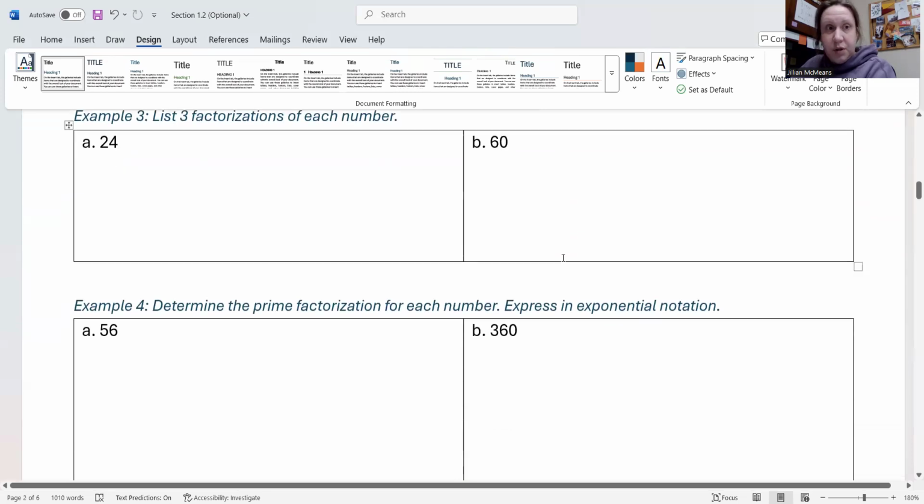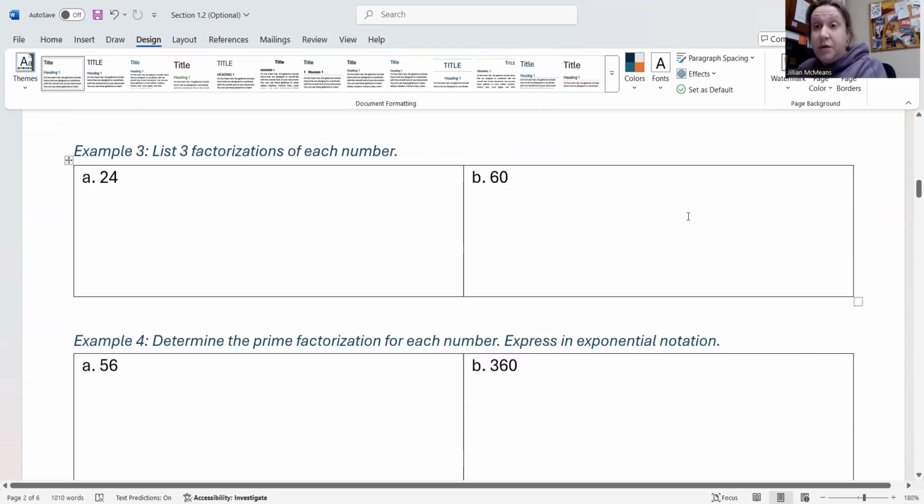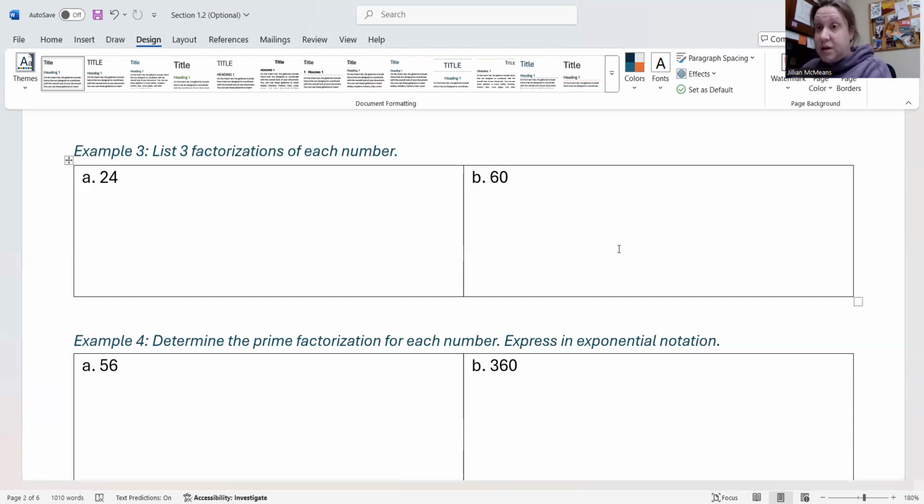So example 3 in this worksheet, we have directions that say list 3 factorizations of each number. We're going to take each of these two numbers and find 3 different ways that we could write it as a factorization. Now remember, that's writing it as a product. For 24, I could take 1 times 24. That's certainly a factorization. 24 is also divisible by 2. So 2 into 24 goes 12 times. 24 is also divisible by 3. So I could take 3. It goes into 24 8 times. So that's our 3 factorizations.